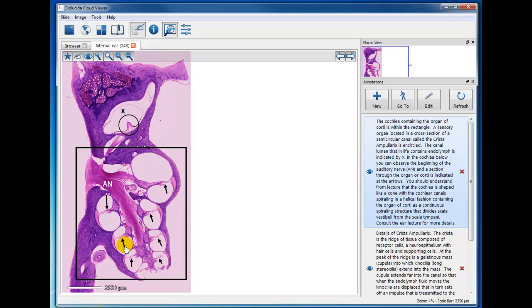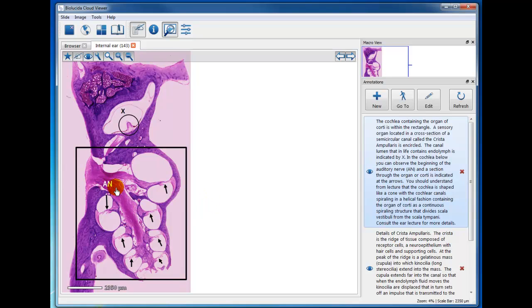And then the arrows indicate the organ of Corti, which spirals through those canals, and the canal is divided into three compartments: the scala vestibuli, scala media, and scala tympani. And you can see the details on the next annotation.